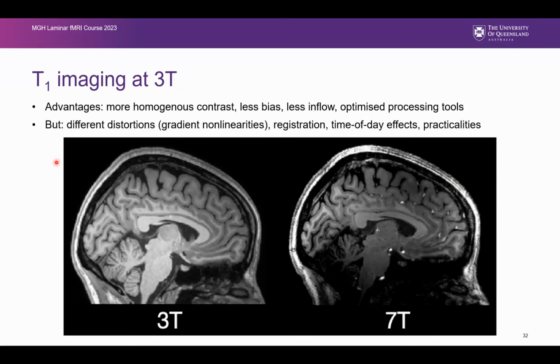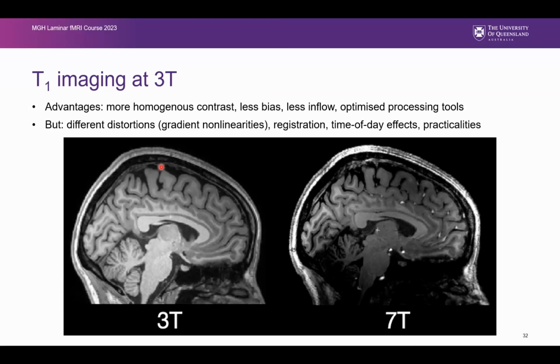There are a couple of buts. One is just the practicality of bringing people in several times at different scanners. You have different distortions. I'm talking about gradient nonlinearities. Your gradient coils are meant to increase the field strength linearly across space, and that works really well up until the edges, where it flattens off.